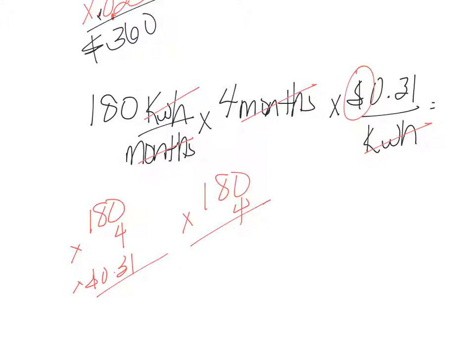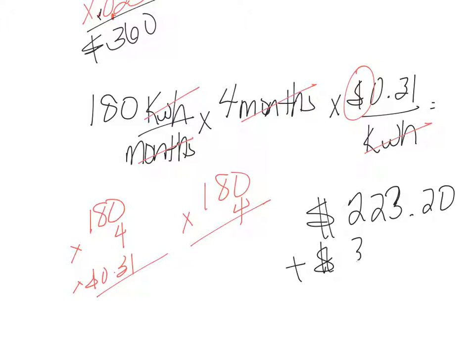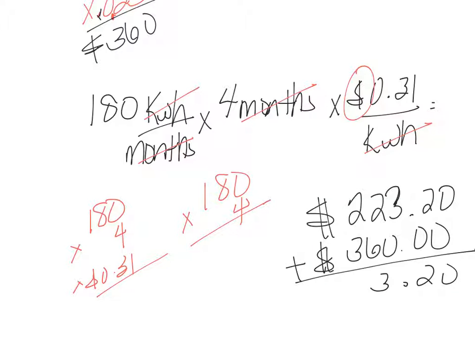And so when we do that, the answer that we come out with, when we do the math all by hand, is 223.20. We're not done. We've got to add it to the first answer. So the first answer was $360. And so when we add that all together, our total savings per year is $583.20.